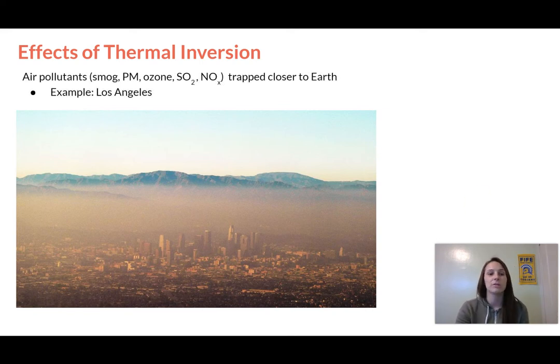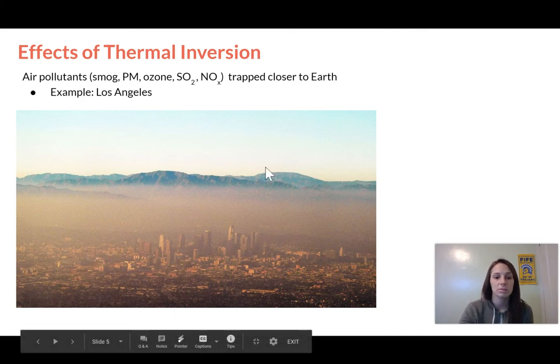So what's going to happen? The effects of these thermal inversions. First of all, the air pollutants like smog, particulate matter, ozone, the SOx and the NOx are going to be trapped closer to Earth. So Los Angeles is this photo example of where this is going to occur.